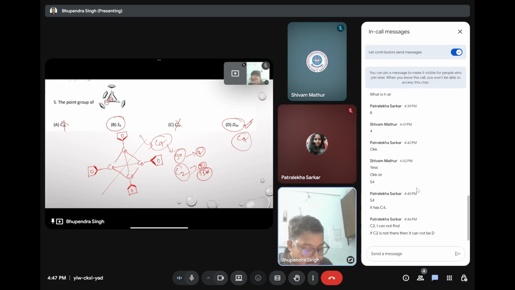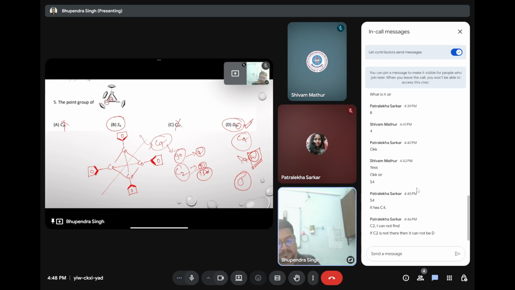So for D4h, the H is telling you that there is a sigma h plane present. If you try to find the plane, because this portion of the Cp ring is above the plane, if C4 is like this, this sigma h will fill up your Cp ring.